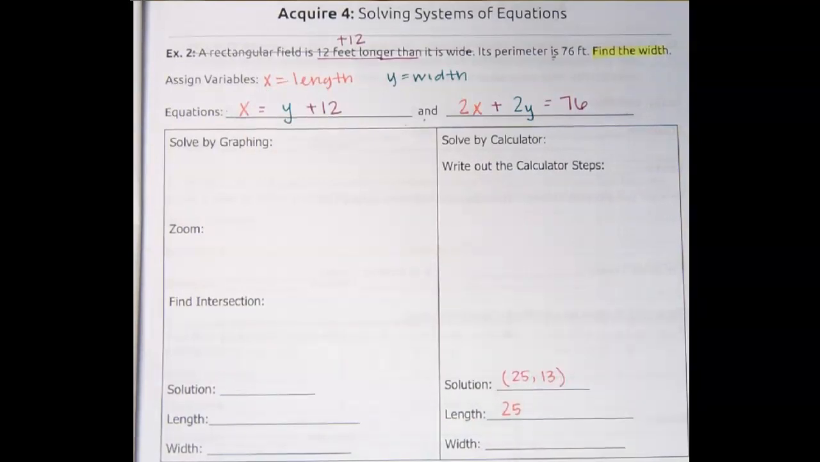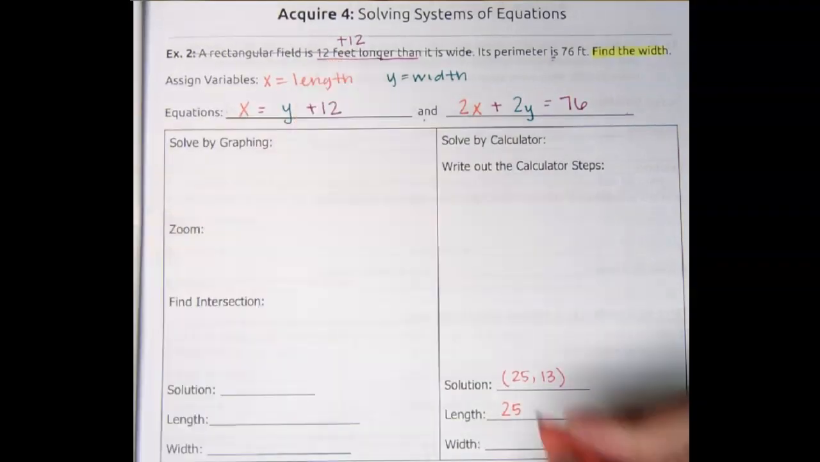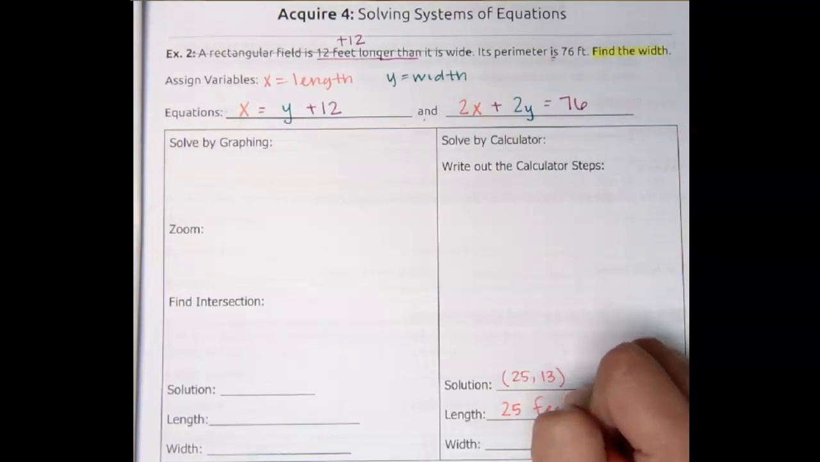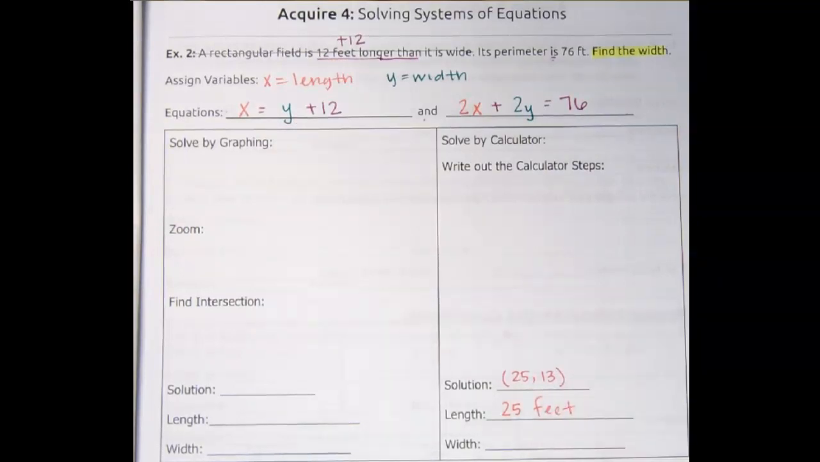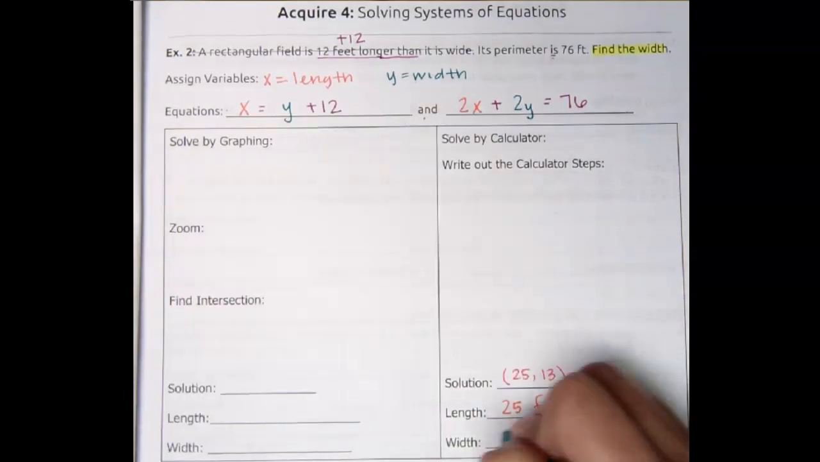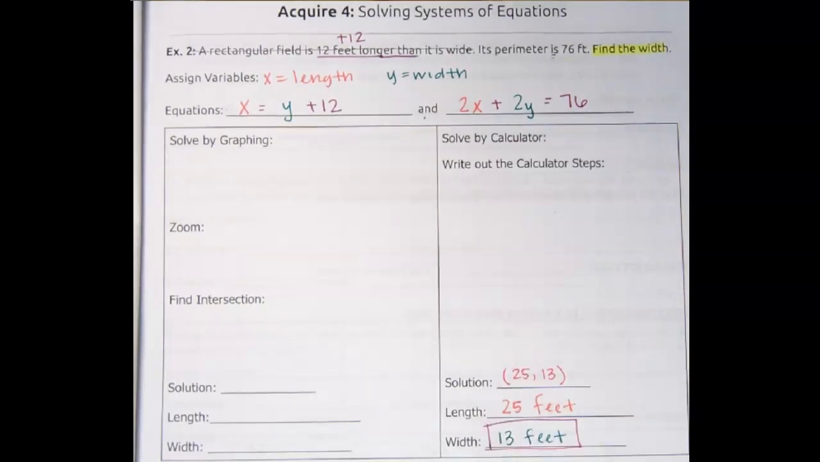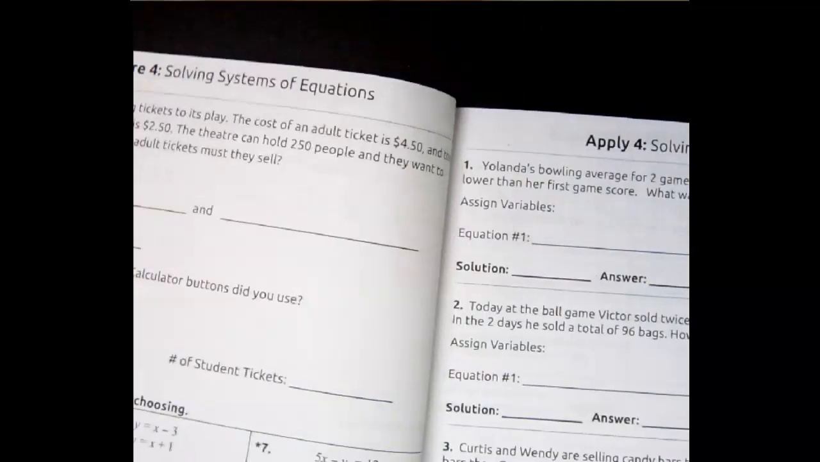Apples, bananas, pencils, shoes? No, Miss Flores, it is 25 feet. So you need to make sure that you are actually answering the question. So if the length is 25 feet, that means the width, which is my y value, is 13 feet. So if this were multiple choice on a test, your answer would be 13 feet. Yes, we get both answers in the solution, but the one they're actually looking for is 13.